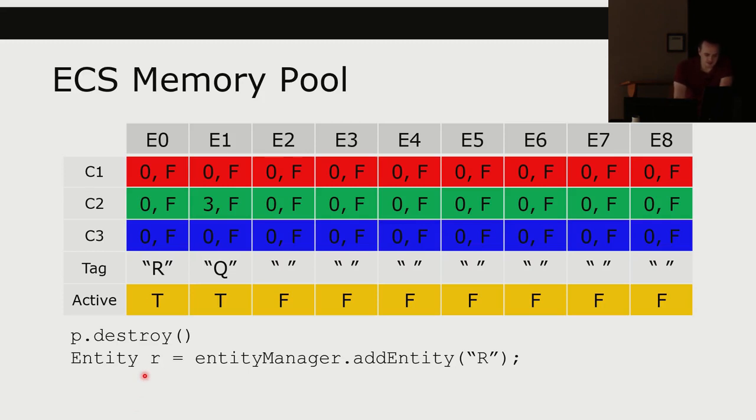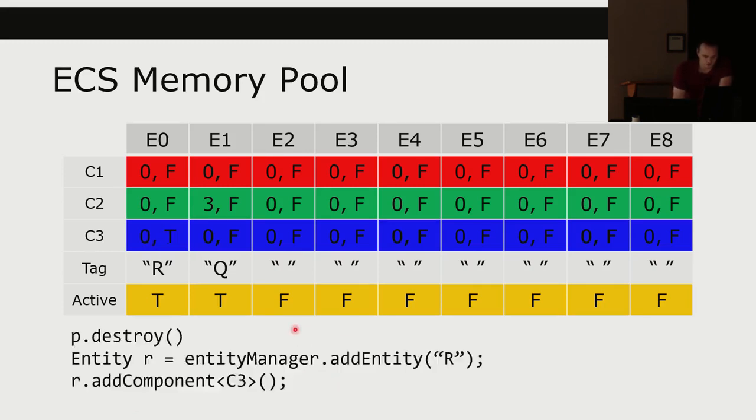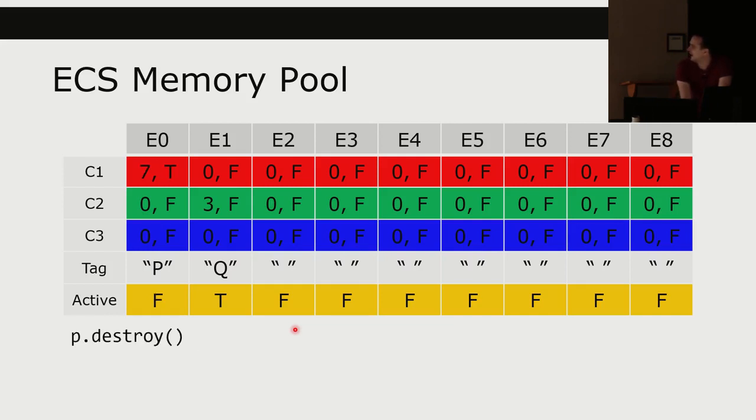Now I'm going to say entity R equals entity manager.add entity R. And look, if we scan from left to right, if we want to add a new thing here, well, I've got some data here, this 7, this T. In order to destroy an entity, I didn't have to call free on the heap. All I had to do was set this to F. So destroying an entity, all it does is set one variable. Super efficient. No dynamic memory at all.